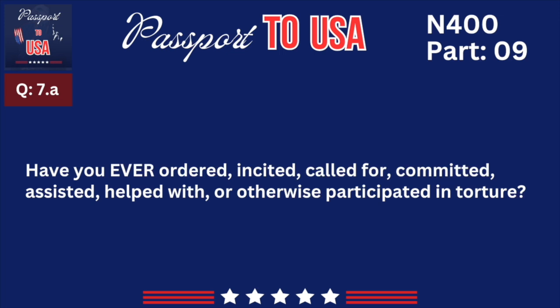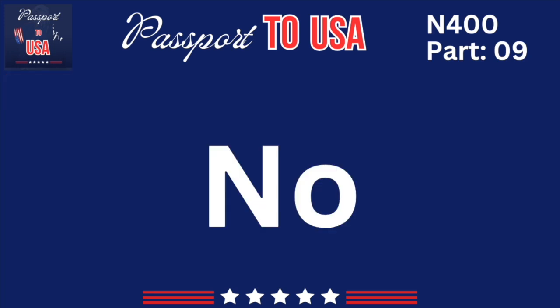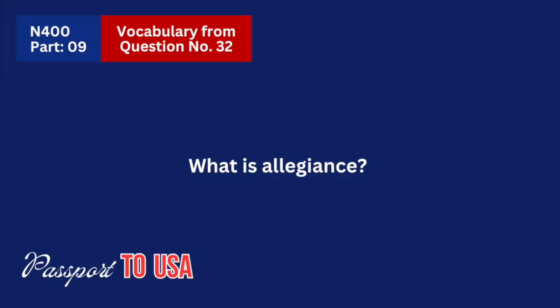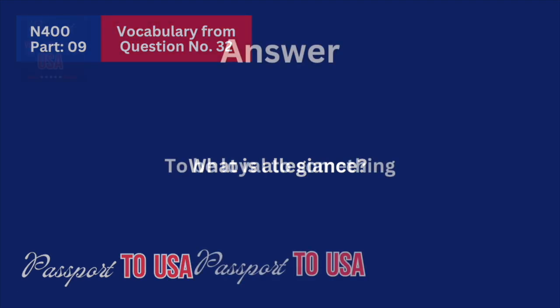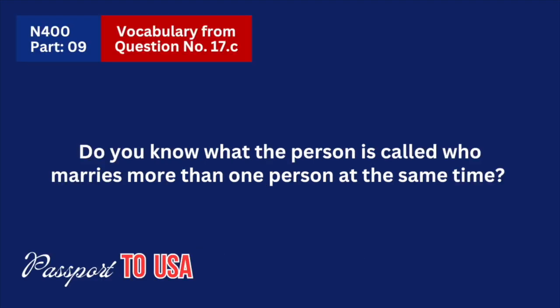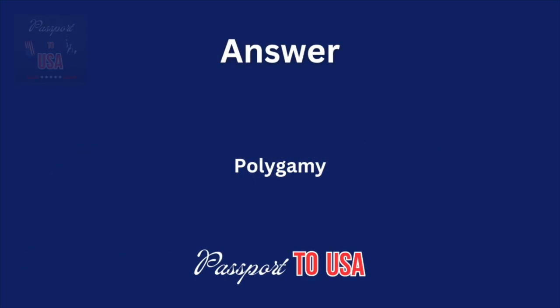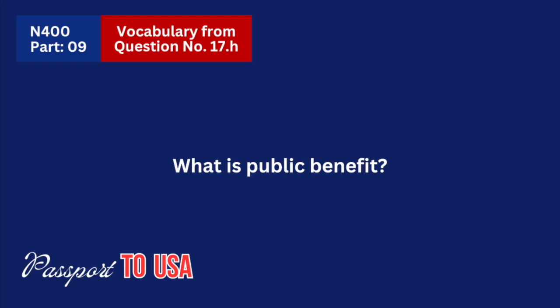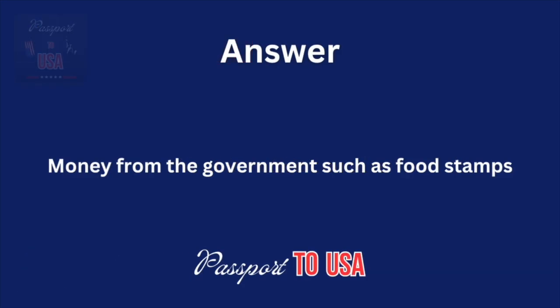Have you ever ordered, incited, called for, committed, assisted, helped with, or otherwise participated in torture? No. What is allegiance? To be loyal to something. Do you know what the person is called who marries more than one person at the same time? Polygamy. What is public benefit? Money from the government, such as food stamps.